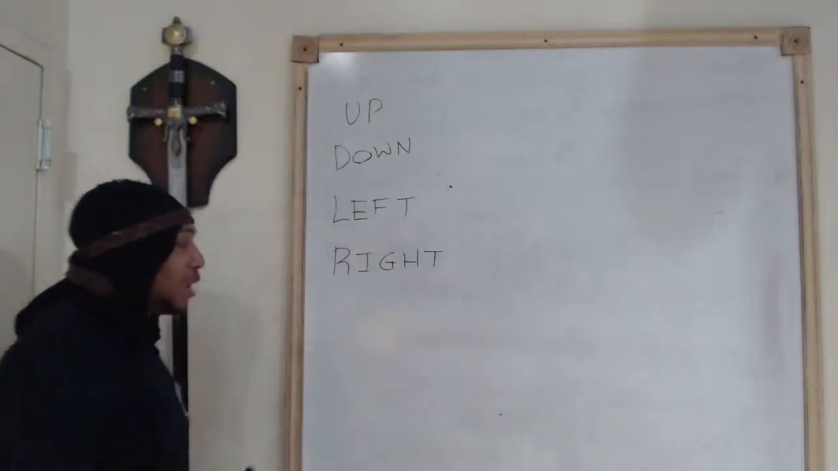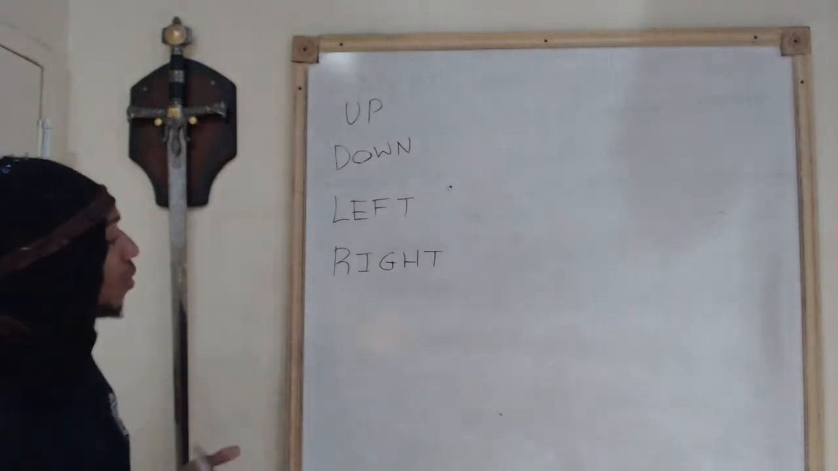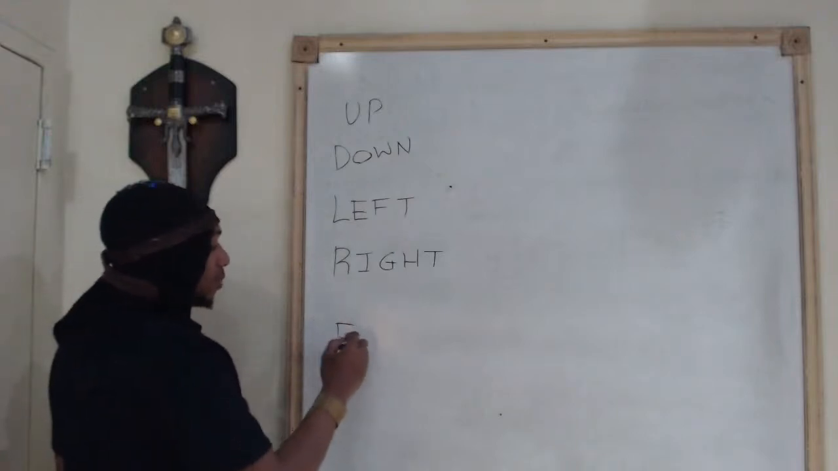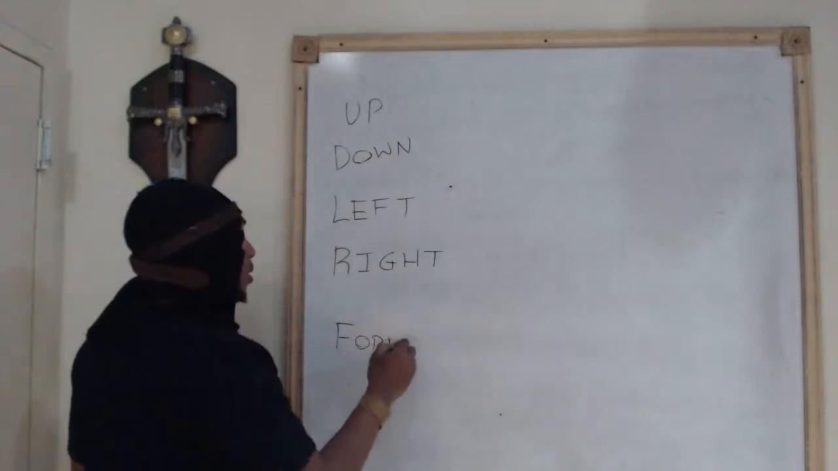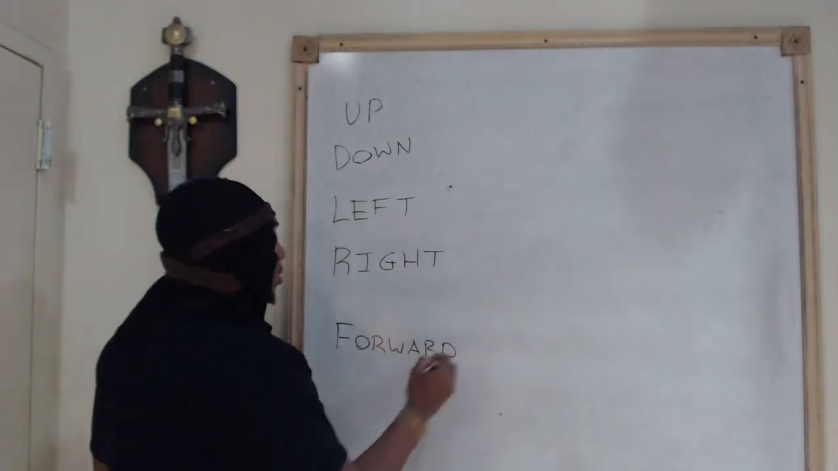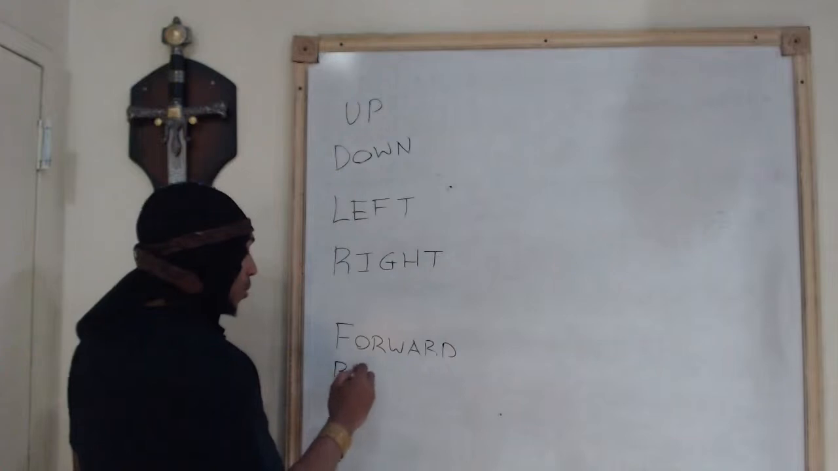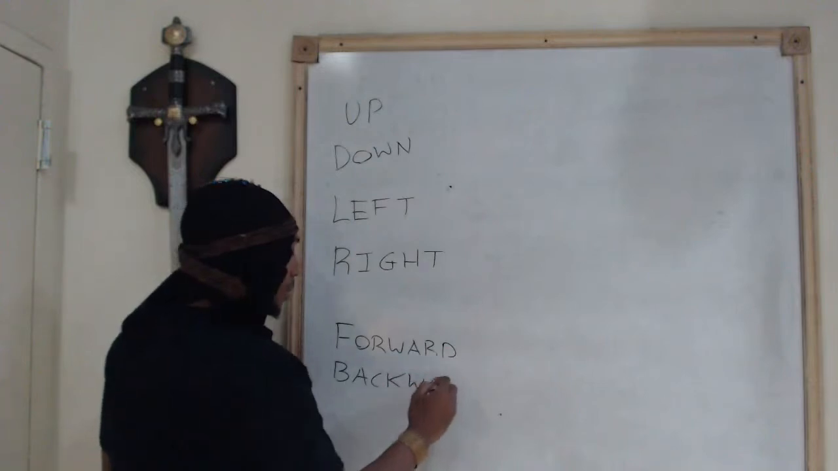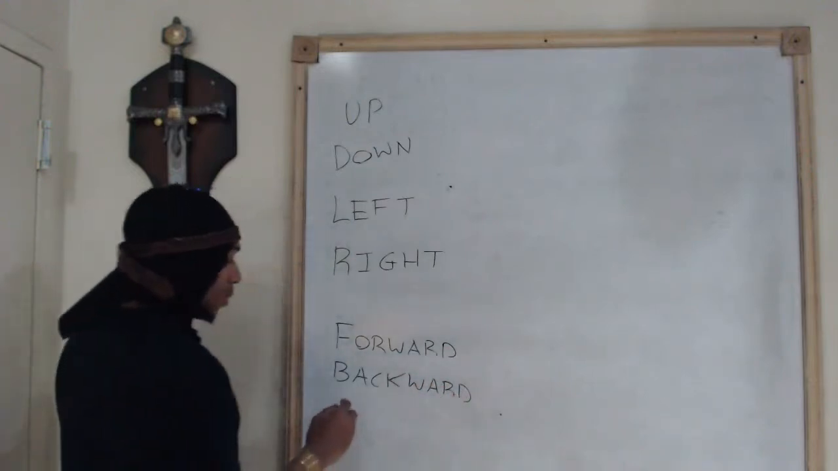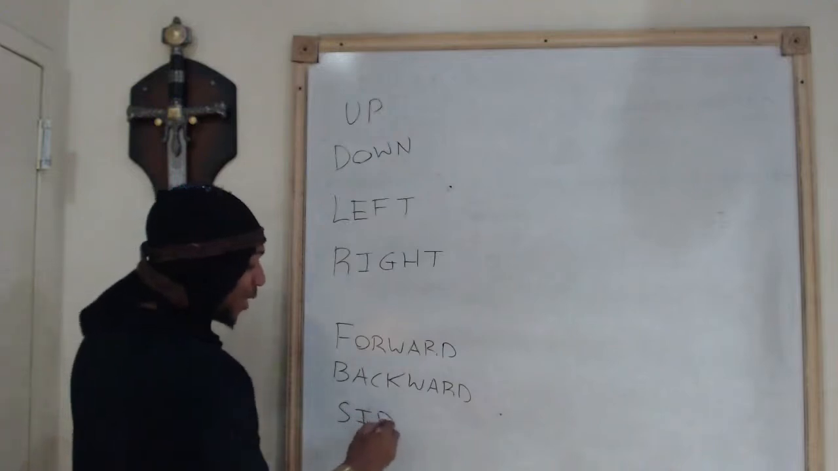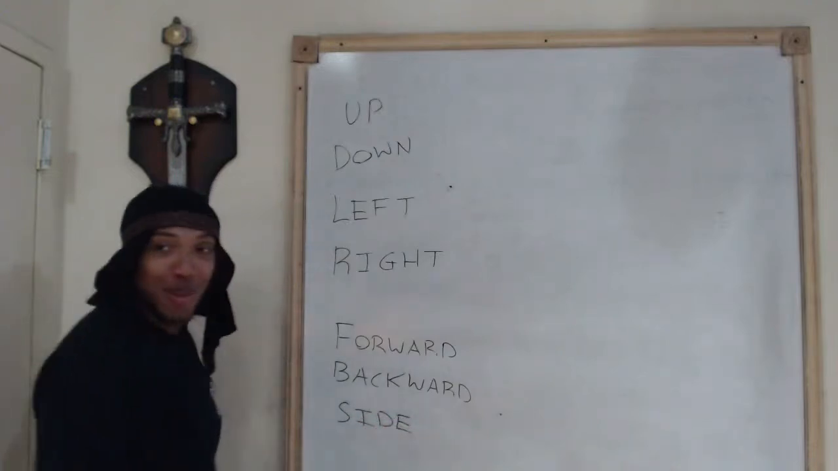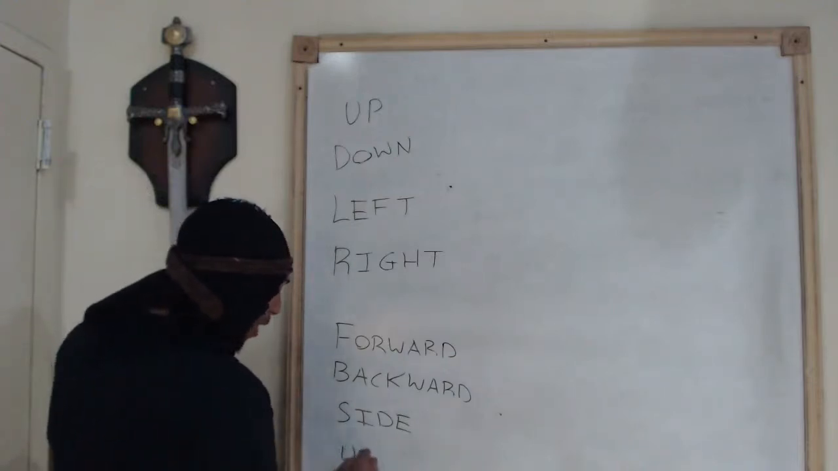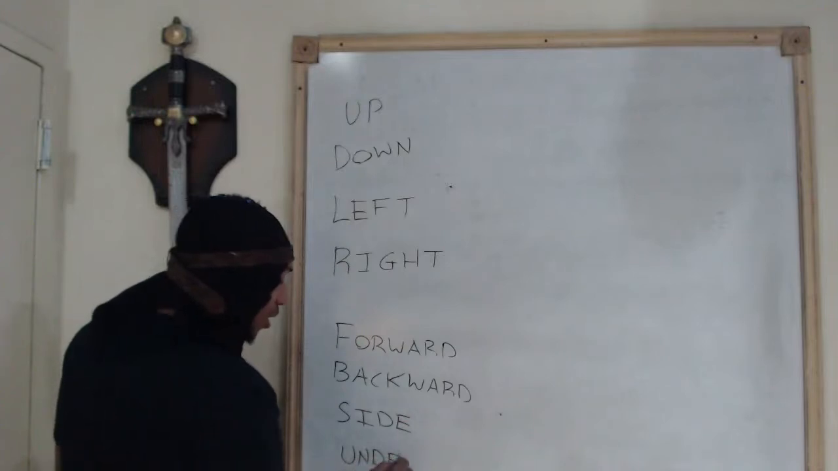All right, up, down, left, right. What else do we need? We need forward, backward, sideways, under, over. Damn, I was saying under, over. Taking it kind of far there, man. Under and over. You know what I mean? Under. Let's put that down. I'm not sure. I've never come across under.